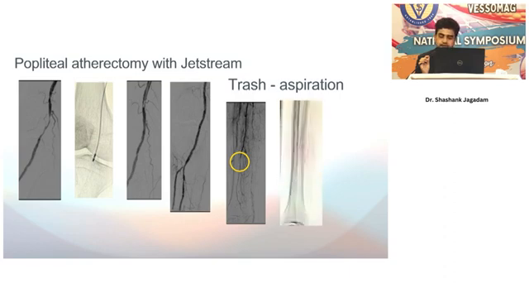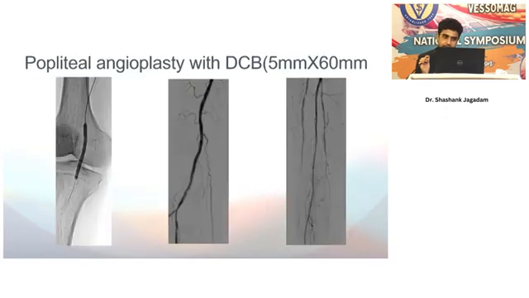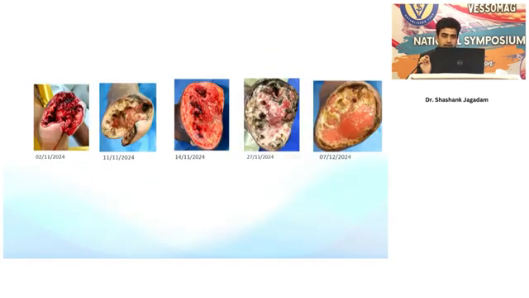Using a 4 French vertebral catheter and a 50 cc syringe, we aspirated the trash, post which there was good flow beyond the trash segment. Following that, we did popliteal angioplasty with TCB, paclitaxel coated. Post procedure, there were biphasic signals in DP, PT and peroneal. Pedal acceleration time was 120 milliseconds in PT area.